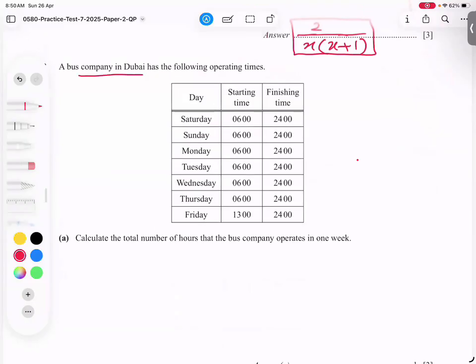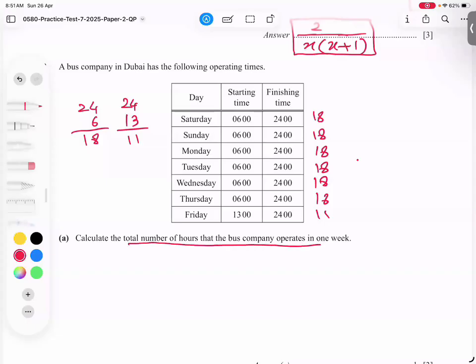He's saying a bus company in Dubai is operating from 6 o'clock in the morning, ending at 24 at night. So if we subtract them, students, what is coming? An 18 hour gap. So 18 hours here, 18 hours, 18 hours, 18 hours, 18 hours. But what about this one? 24 subtract 13, we get 11 hours. He's asking the total hours the company operates in 1 week. So naturally, we can say 18 times 6 plus 11. 8 times 6 are 48, 4 carry, and I got 108 plus 11.